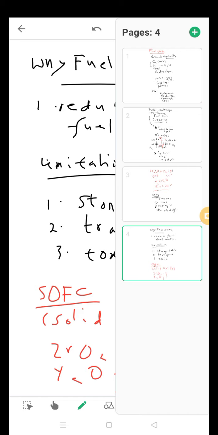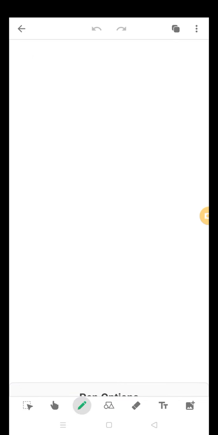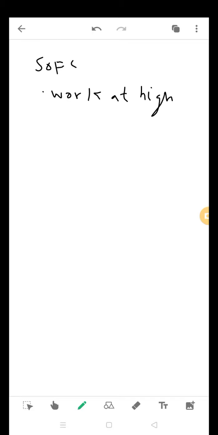Advantage of an SOFC is it can work at high temperature. Secondly, it can reach an efficiency of around 60%, which is quite high. And these are the two main advantages.